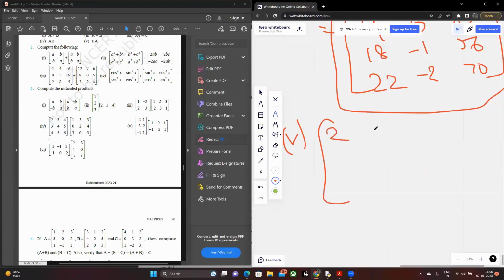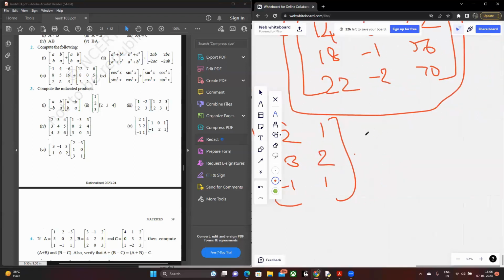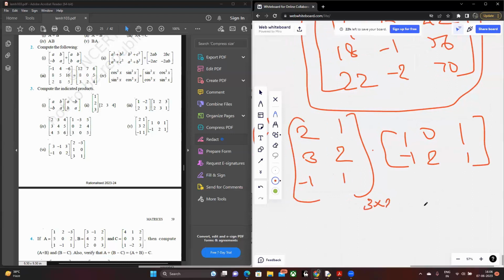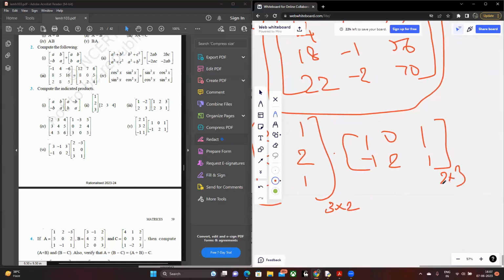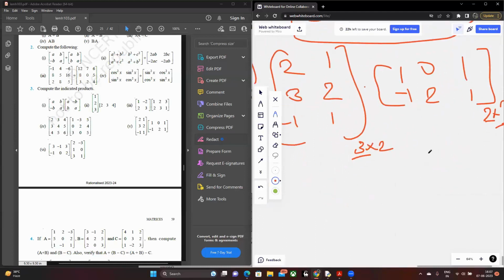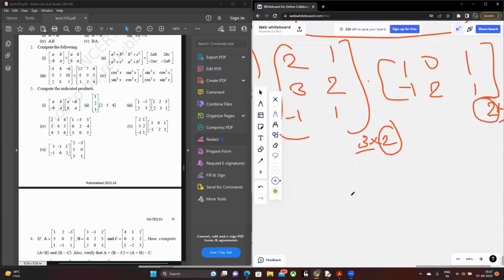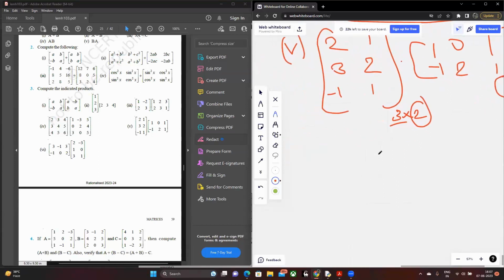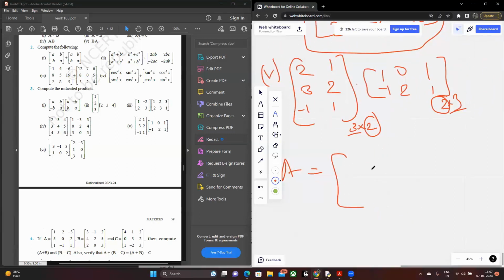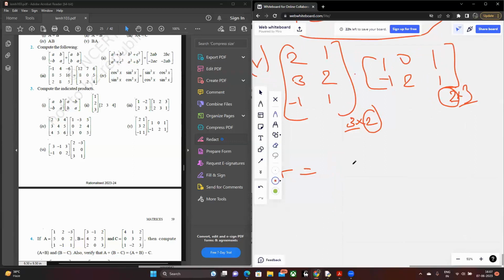You will have 2, 1; 3, 2; minus 1, 1, into 1, minus 1, 0; 2, 1, 1. This is 3 cross 2, and this is 2 cross 3. So you'll be left with a matrix of 3 cross 3, because the inner dimensions are the same. That's the first thing. So what you do is, you basically make A equal to a 3 cross 3 matrix of elements.